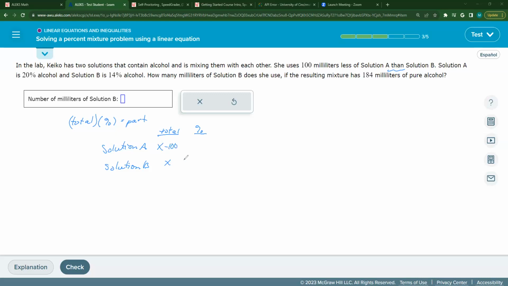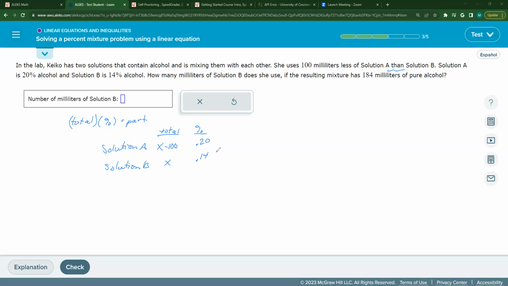Now, in science, you should always put the units with it. In math, we tend to get a little sloppier with that and don't always put our units, but units do help, especially if you have a longer equation. Solution A is 20% alcohol, so 0.20. Solution B is 14% alcohol. How many milliliters of solution B does she use if the resulting mixture has 84 milliliters of pure alcohol?